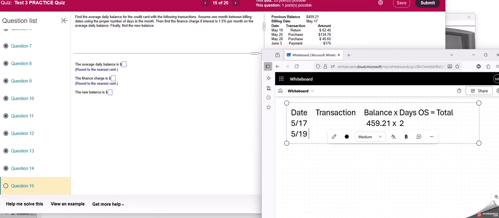And then on the 19th, we have a return. So we're going to reduce our balance by $62.45. So the $459.21 is reduced by $62.45. That takes it down to $396.76. And then we say how many days did we have that outstanding? Our next transaction is on the 25th. So that is 6 days later.